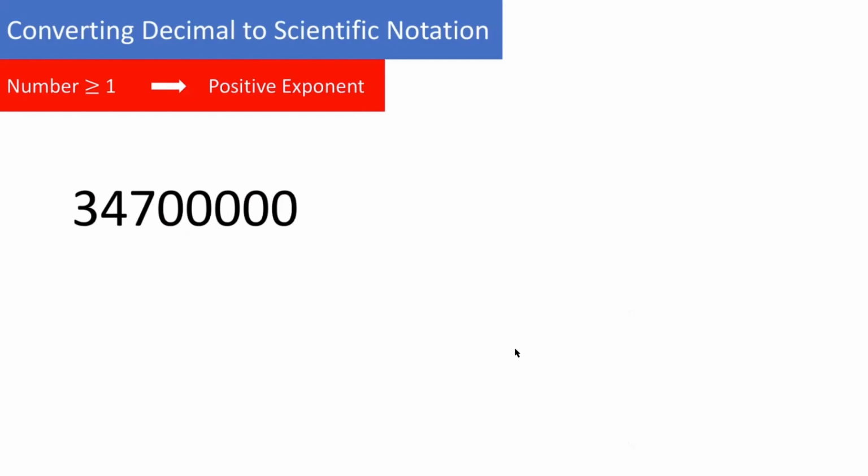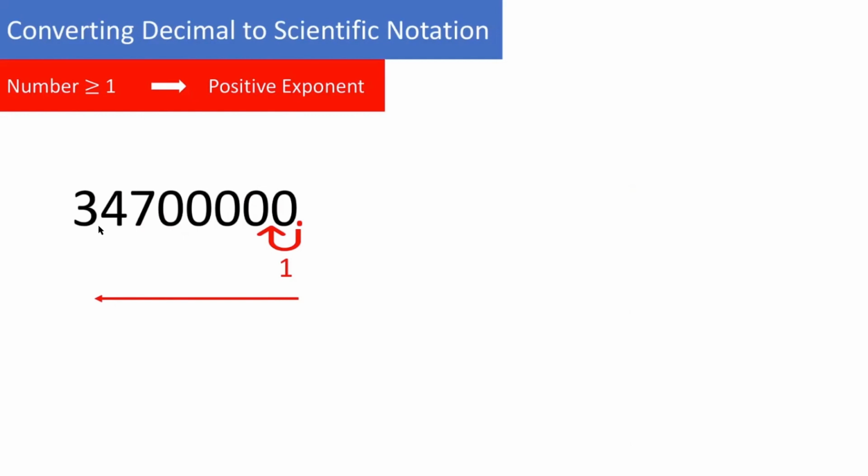Now let's see how to convert a decimal number to a scientific notation. Case 1. When the number is greater than or equal to 1, you will end up having a positive exponent. So this is my number, and I want to turn it into a scientific notation. Now, imagine you have a decimal point here, and this decimal point needs to be moved all the way to here.